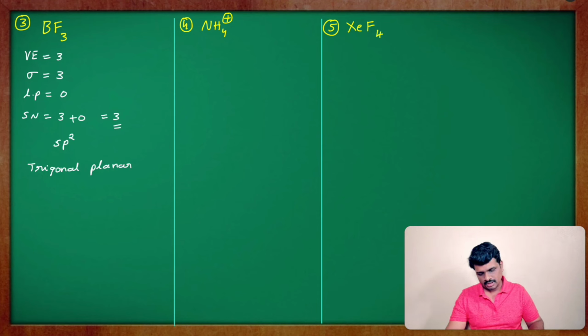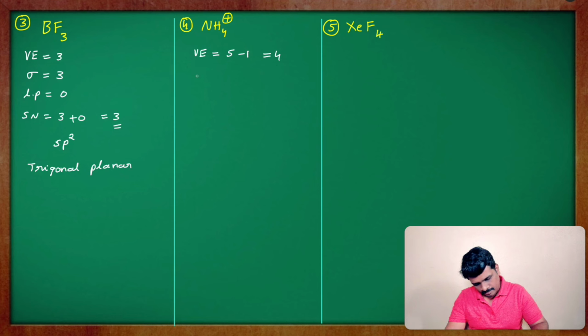Let us move on to the next example, that is the ammonium ion. In case of the ammonium ion, the central atom is nitrogen, so valence electrons will be equal to 5. Since the ion has a plus 1 charge, if there is any positive charge, we should subtract that charge from the valence electrons of the central atom. So 5 minus 1, that is nothing but 4. How many sigma bonds are there? A total of 4 hydrogen atoms are there, so 4 sigma bonds are present in this molecule. Sigma bonds are nothing but the terminal atoms.